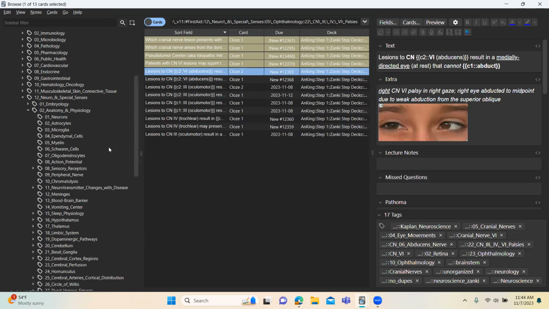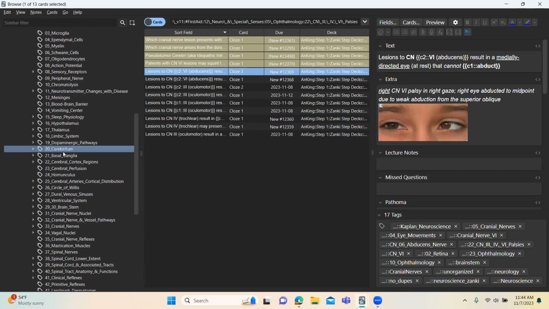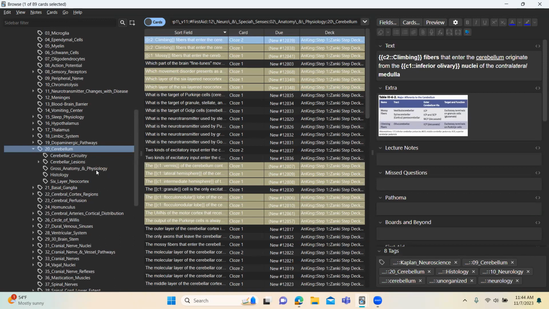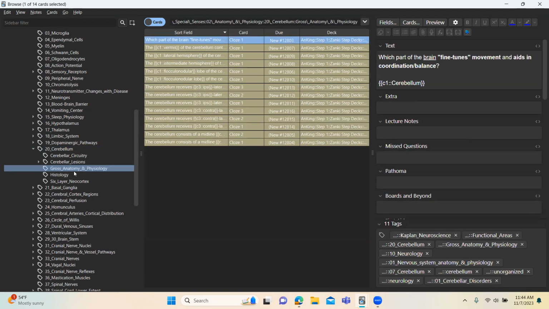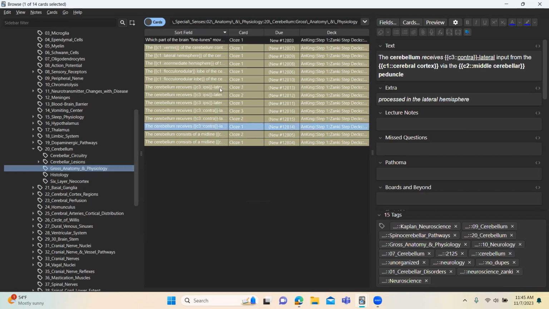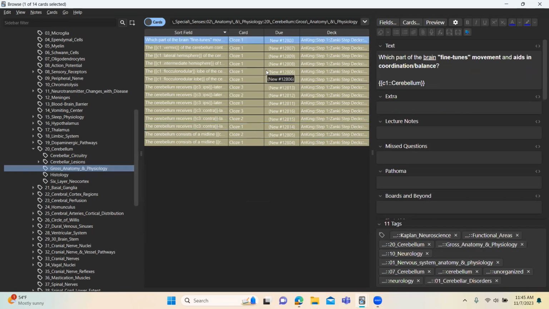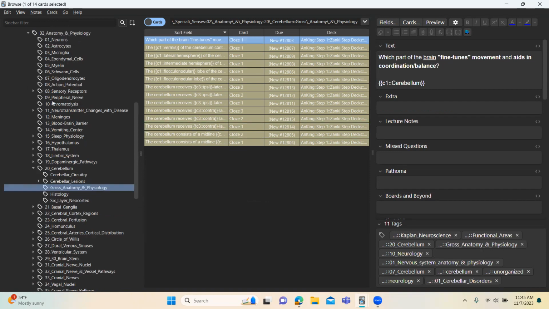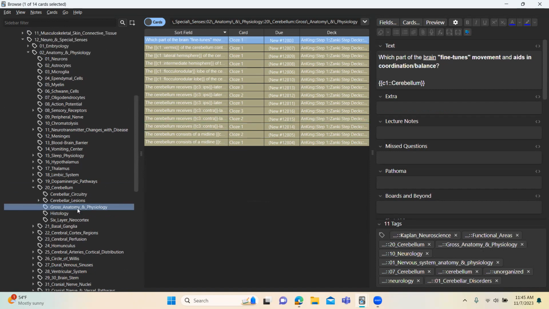We're going to go to anatomy and physiology and also some other stuff that I found that might be helpful. So we're going to go to cerebellum, and then gross anatomy and physiology of the cerebellum. So under cerebellum, go to anatomy and physiology, and you just want the first one. This was touched on in the lecture this morning. The first one is that the cerebellum fine-tunes movements and coordination and balance.